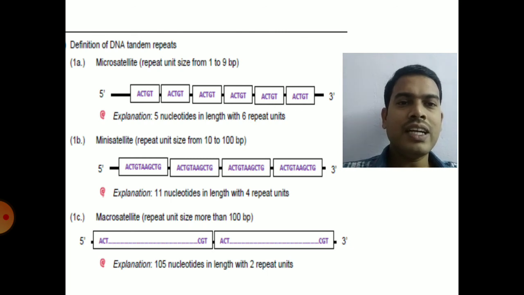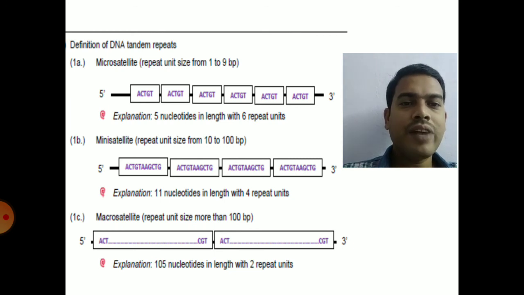You can see microsatellite DNA is 1 to 9 base pairs. They are present in tandem repeats. Minisatellites range from 10 to 100 base pairs, so that means 11 nucleotides with 4 repeats as shown in the diagram. Macrosatellites are more than 100 base pairs in size, 105 nucleotides in length with 2 repeat units. So that is satellite DNA.